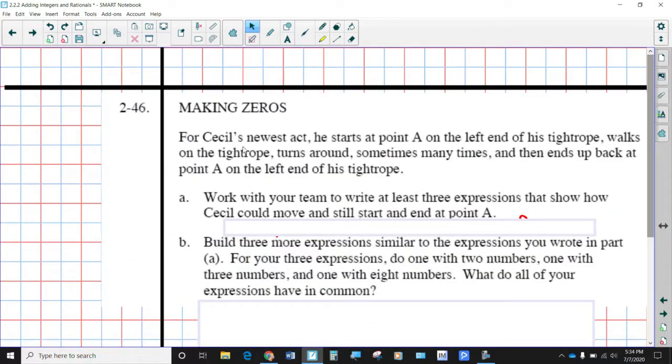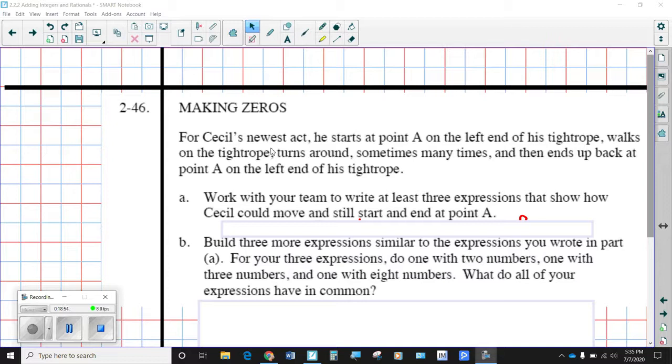All right, Cecil's newest act. For this act, he starts at point A on the left of his tightrope and walks on the tightrope, turns around, sometimes many times, and then ends up back at point A on the left side of the tightrope. So work with your team to write at least 3 expressions that show how Cecil could move and still start and end at point A. What are 3 different expressions where that might happen? Go ahead and pause and see if you can.